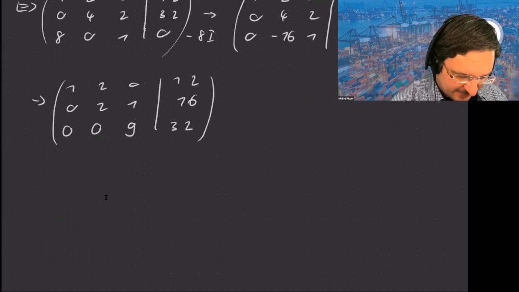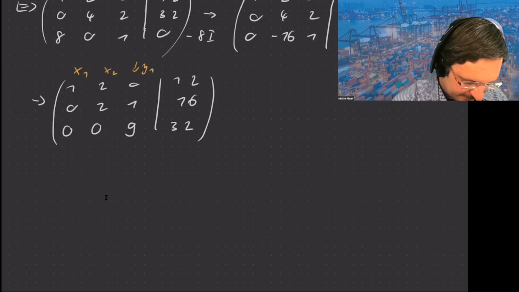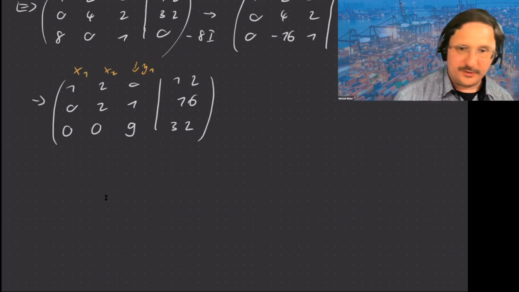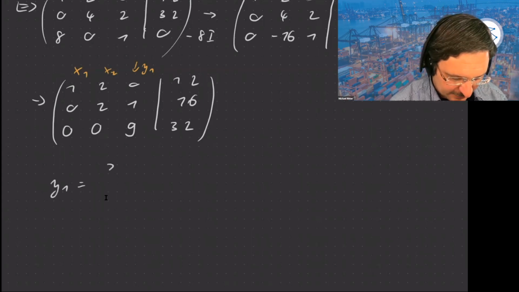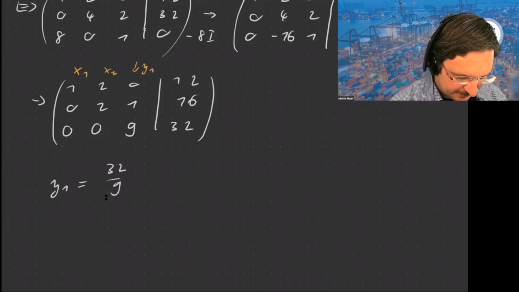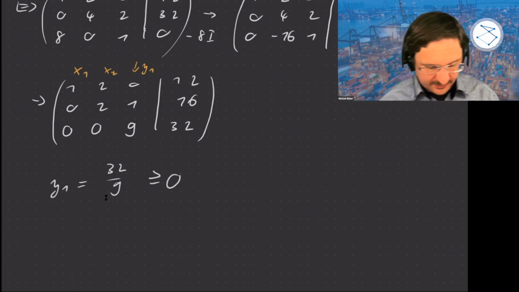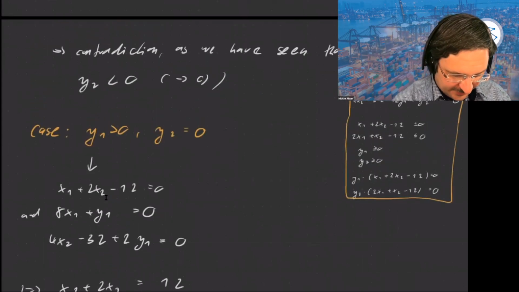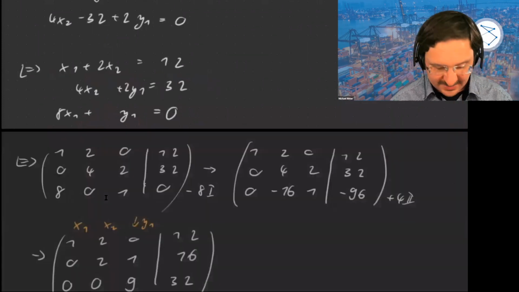Remember the last row here that corresponded to y1, not y2. And those here were the x rows, x1, x2. So if we do backward substitution to solve that, we get y1 is 32 over 9. And that is non-negative. That is actually positive. So looking at our case distinction here, y1 needs to be positive, and it actually is.